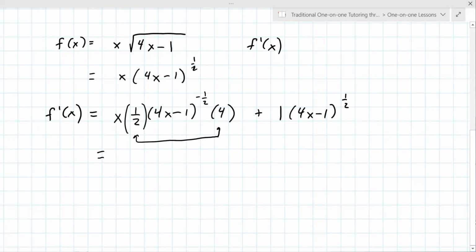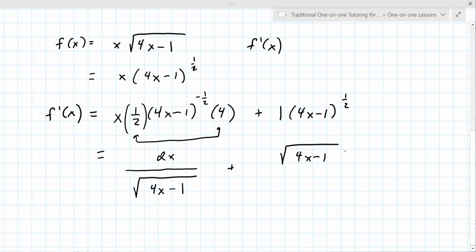Okay, so the 1/2 and the 4 go together. That's 2x over, and this is what you were asking me about earlier. It's the square root of 4x minus 1, plus this becomes the square root of 4x minus 1 like this. What about the x on the first? Yeah, it's there. It's x.